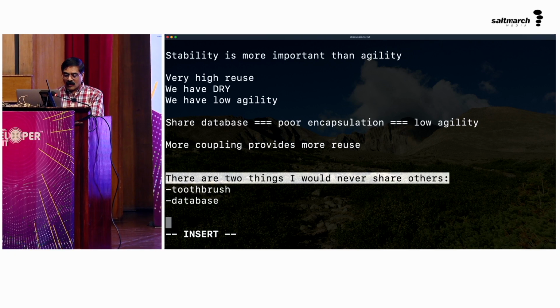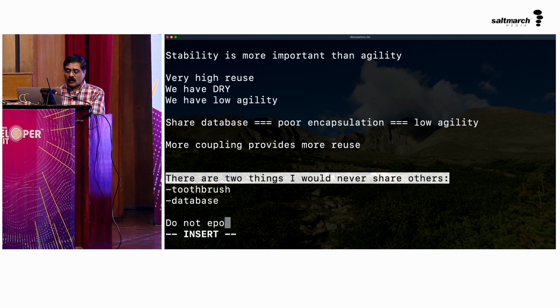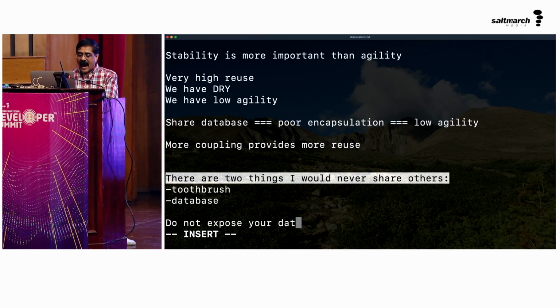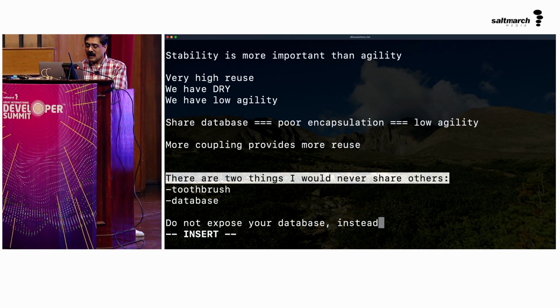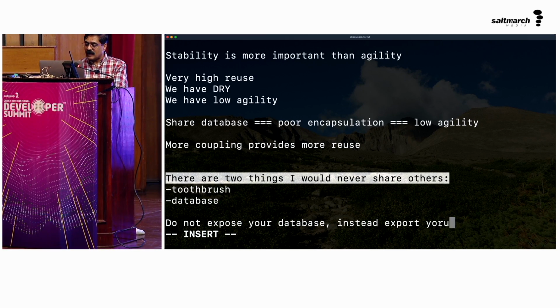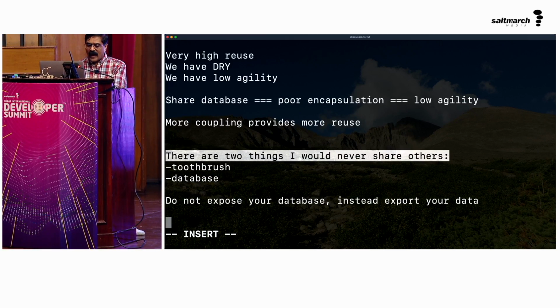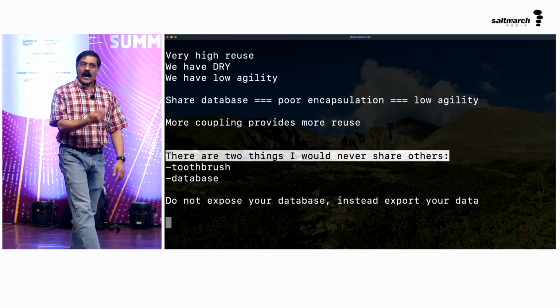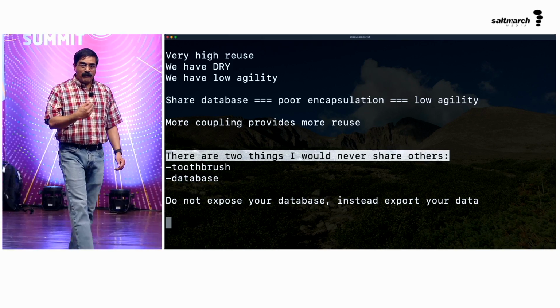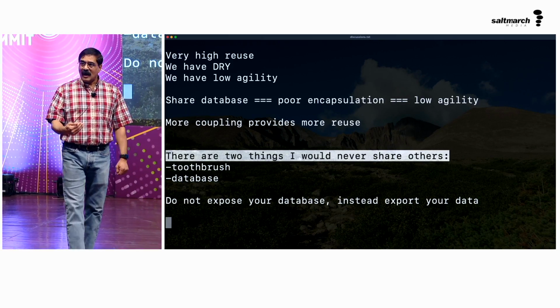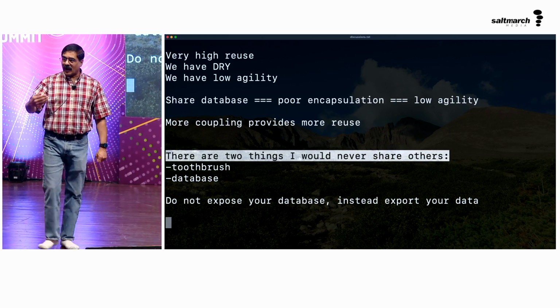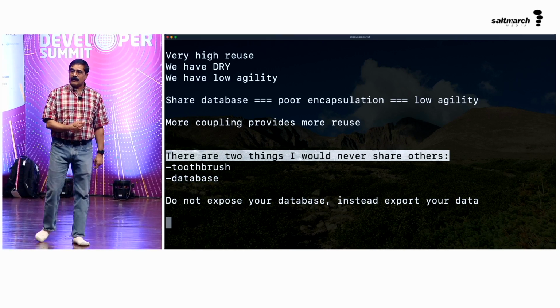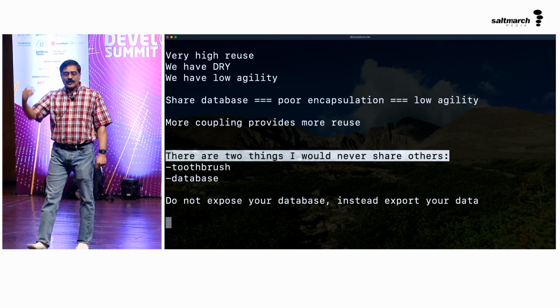So my mantra here is, do not expose your database. Instead, export your data. Again, you want to really evaluate these, but that would be my recommendation. But why is that? Because you're providing better encapsulation and agility if you export the data rather than exposing your database. But of course, there's a trade-off.